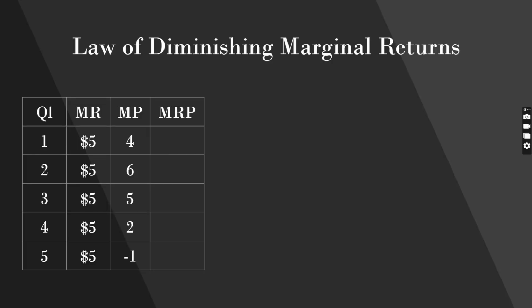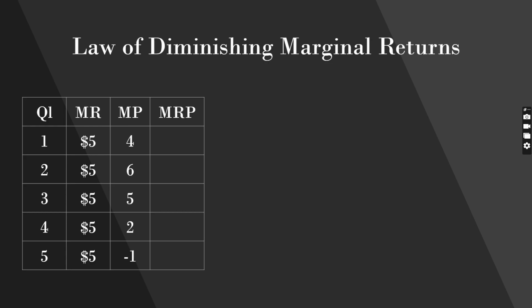And so here it's very important for us to review the law of diminishing marginal returns, because this is going to play a key role in the firm's production function and their acquisition of factors of production. And so here I've got a little table. We've got the quantity of output, and then we've got the marginal revenue and the marginal product.